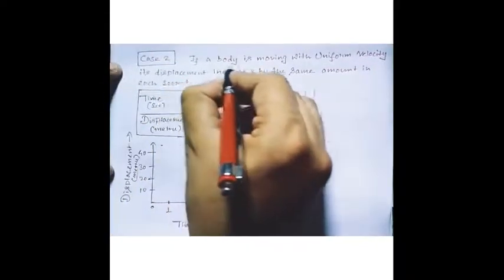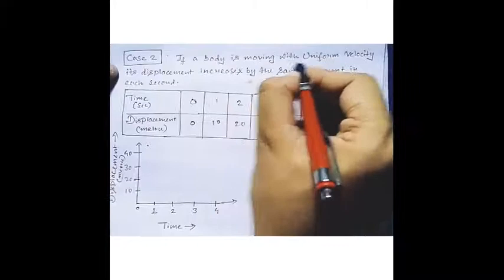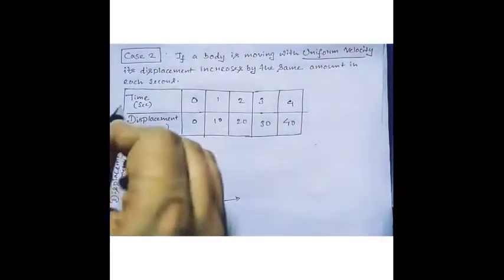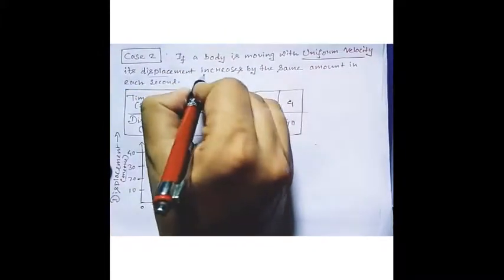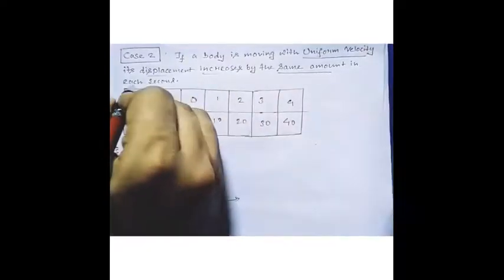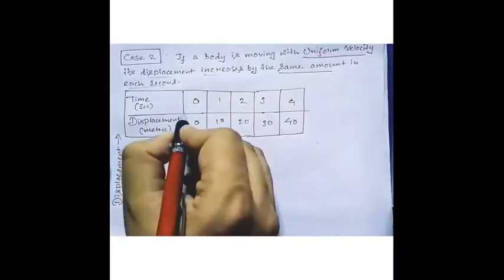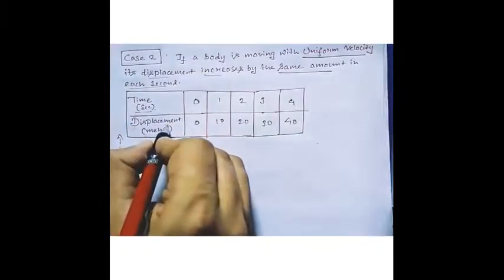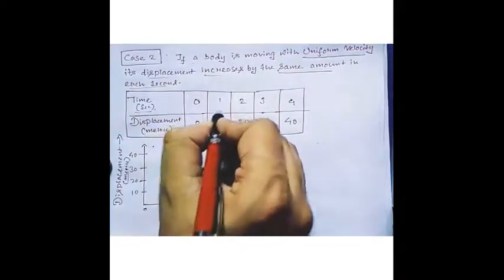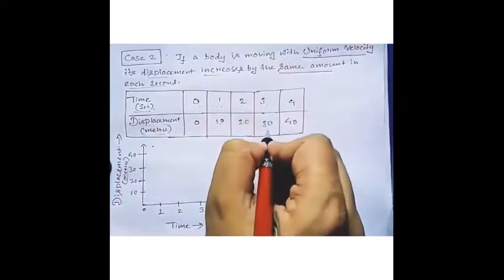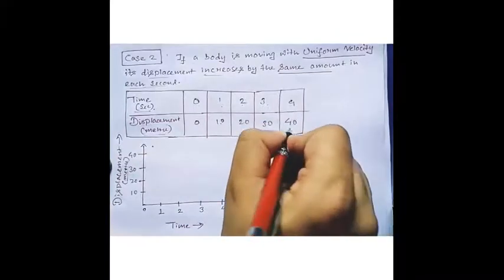Now case 2: a body moving with uniform velocity. It means the displacement increases by the same amount in each second. Take an example. This is time and this is displacement. When the time is 0, displacement is 0. Time is 1, displacement 10. Time is 2, displacement 20. Time is 3, displacement 30. Time is 4, displacement is 40.